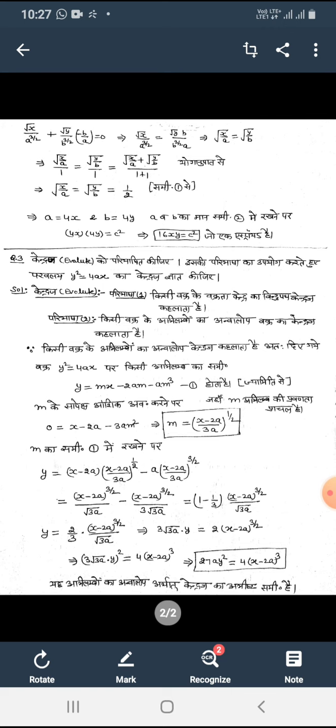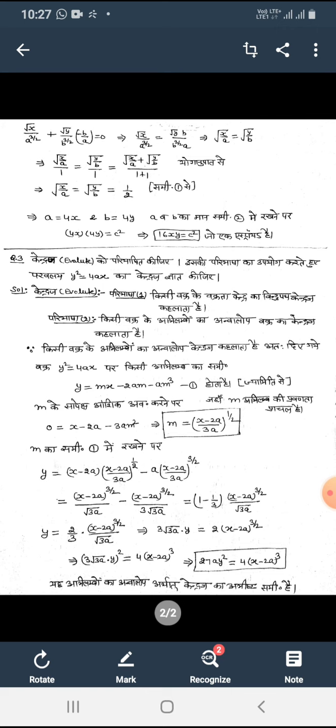Which is equal to 1 minus 1 by 3 into x minus 2a whole power 3 by 2 upon root 3a. y is equal to 2 upon 3 into x minus 2a whole power 3 by 2 upon root 3a, which implies that 3 root 3a into y is equal to 2 into x minus 2a whole power 3 by 2.